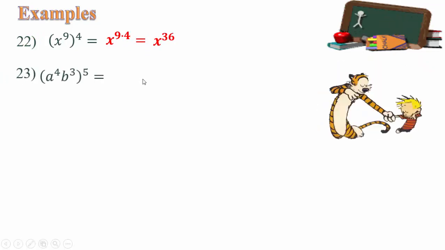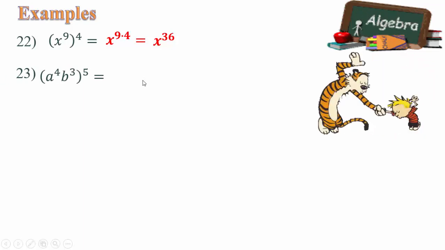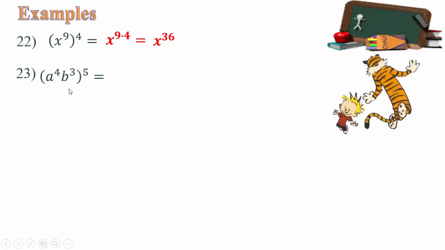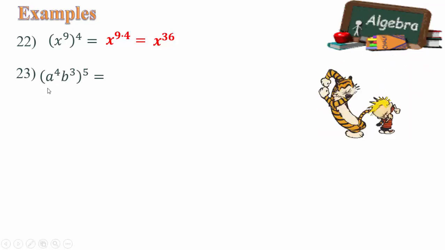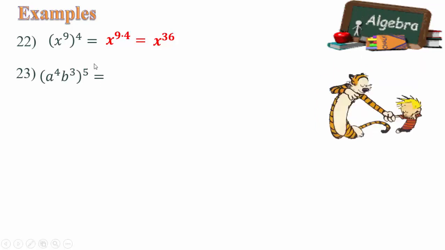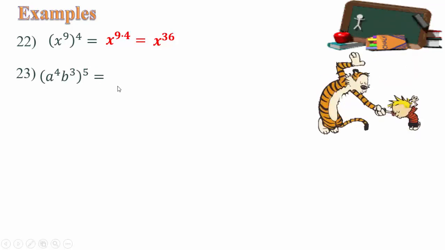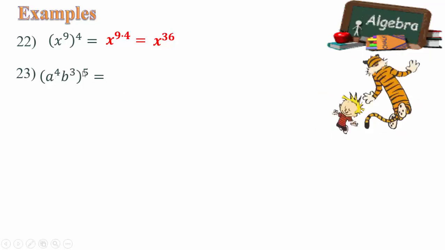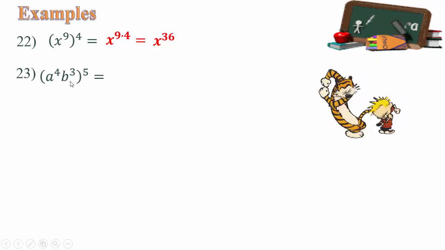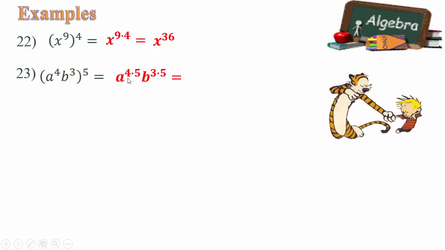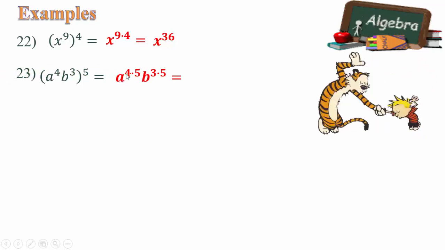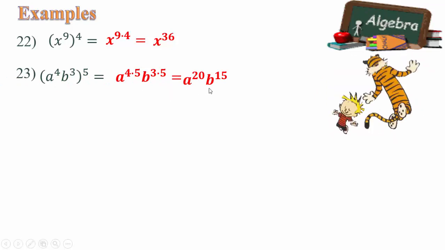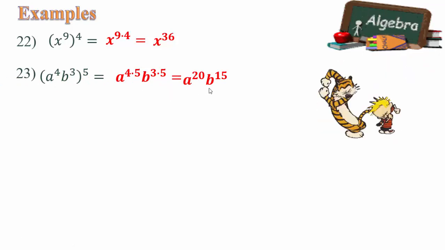In example number 23, we have a to the fourth, b to the third, and this entire thing, and that's what the bracket is telling you, that entire thing is being brought to the fifth power. So that means the 5 will be multiplied by the 4 from the a, and the 5 will be multiplied by the 3 from the b. So the power rule tells us that it's a to the 4 times 5, b to the 3 times 5, and that's how we get a to the 20th, b to the 15th.